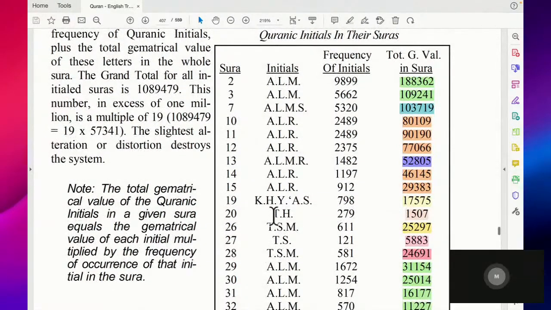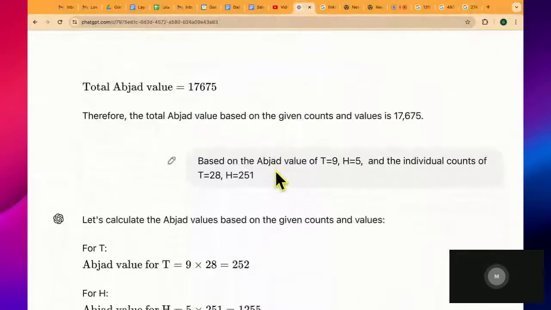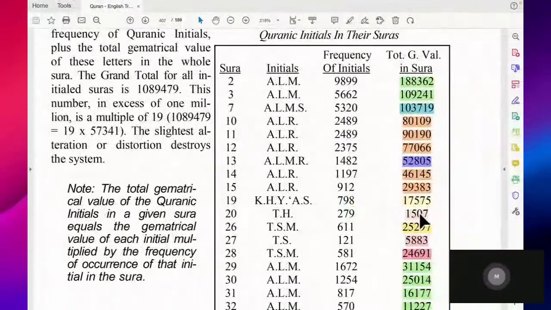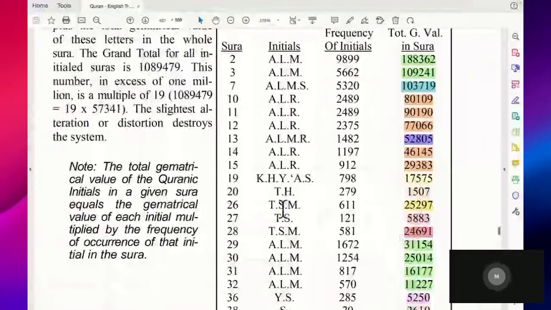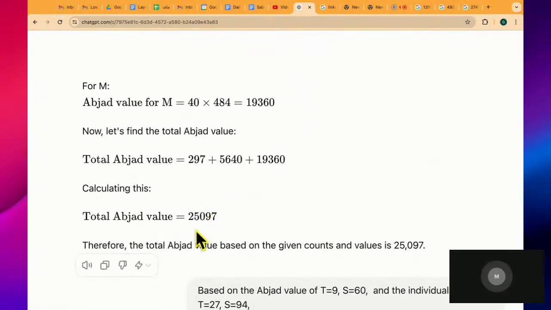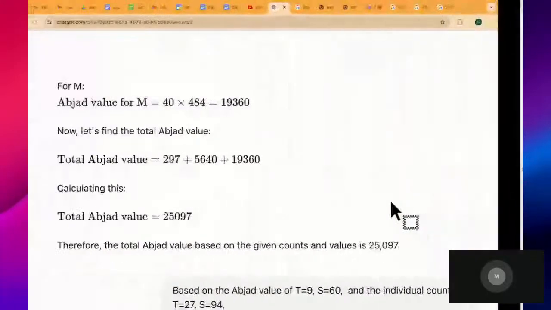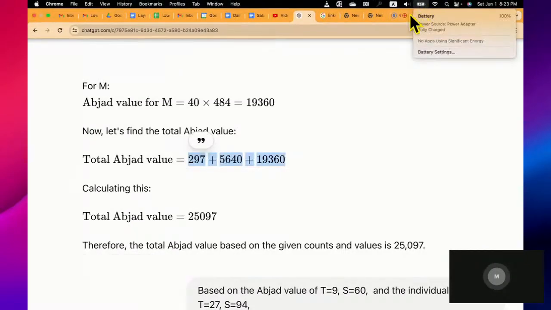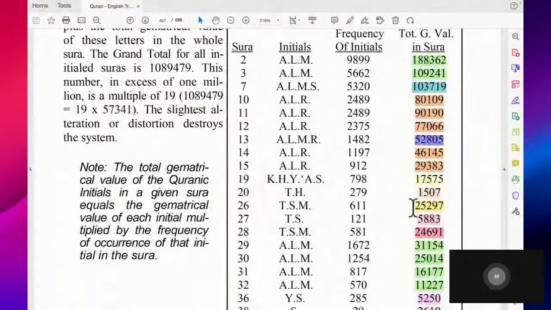Then I moved to Surah 20, Taha. If we go here, I said Ta and Ha, and then it did the calculation, 1507, and you have it here. Then I moved to Surah 26, Ta Sin Mim, and the total became 25,097. I had to put the calculation on the net, so just simply copy and paste it here, 25,297, easy.